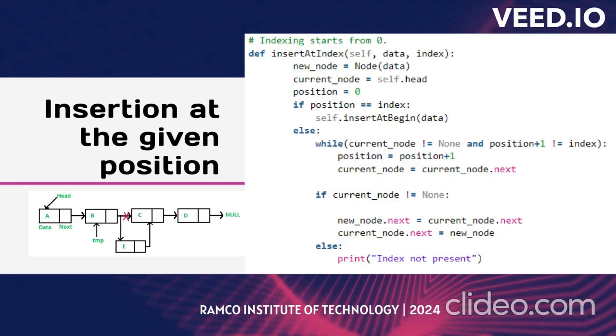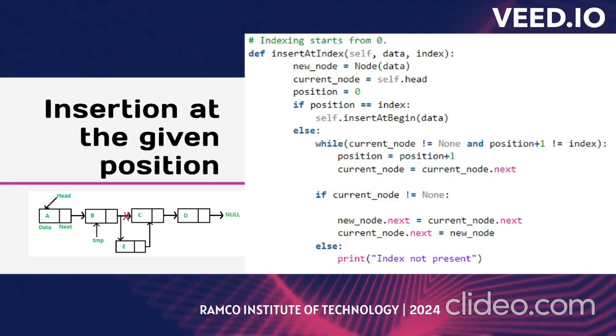If the position and index are the same, that is, initially the position value is 0 and the index is 0, it means the user has requested to insert at the beginning, so I am calling the insert at begin function. Suppose it is not, it means the user has requested to insert somewhere else in the list. For that we need to traverse the list until we find that index.